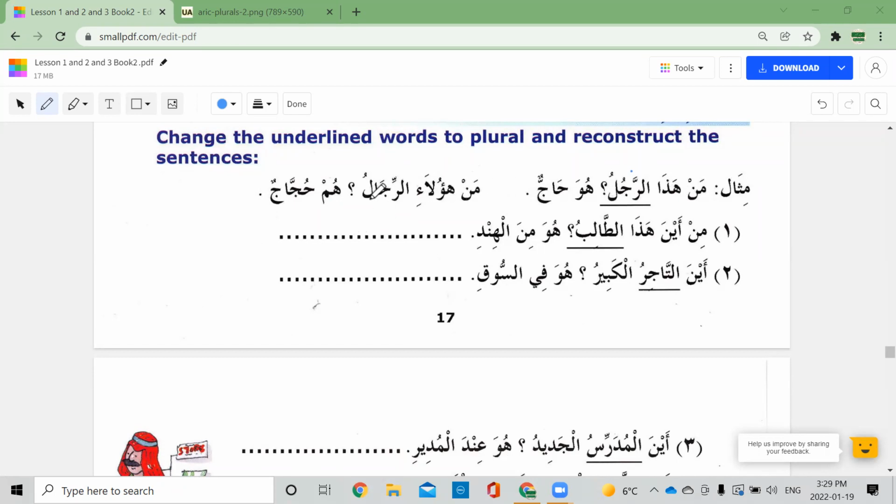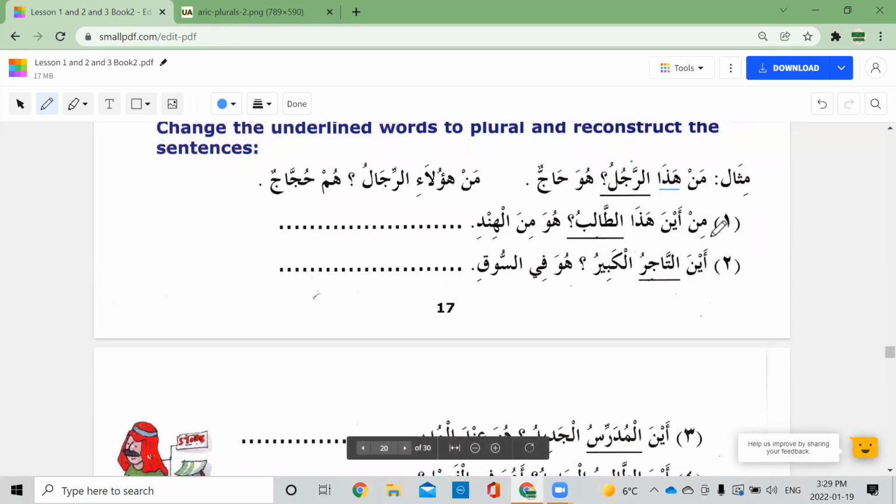Because the main subject is rajulu, we have to change this hada. The word that's pointing to it, we have to change to plural, and then you also have to change hum and hujjaj. Go ahead. Haza is changed to haulai, rajulu to rijal, and hajjun to hujjajun. Yep. Okay.